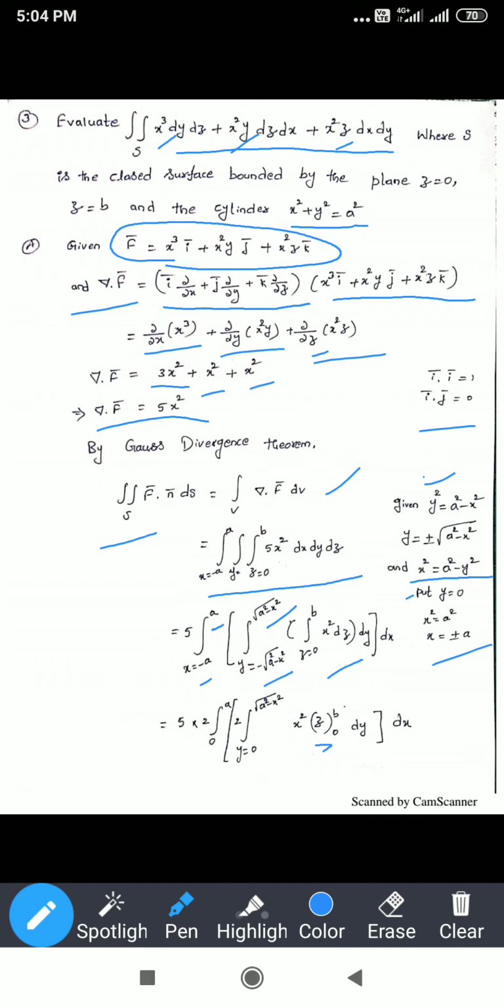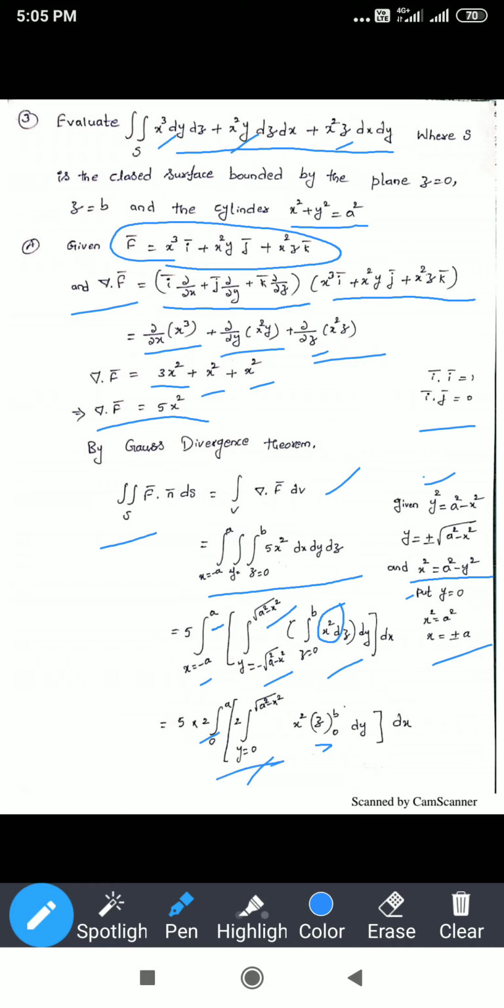So the upper and lower limits will be 0 to b. And one more thing you have to observe here: you are writing the limits minus a to a as 2 times 0 to a, and the y limits, minus to plus, you are also writing as 2 times y equal to 0 to. Why are you writing like this? Because the given function is x square, and x square is an even function. So when the given function is an even function, you have to write the limits like this.